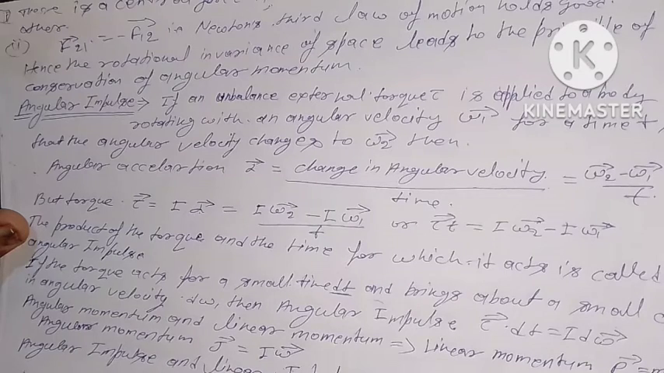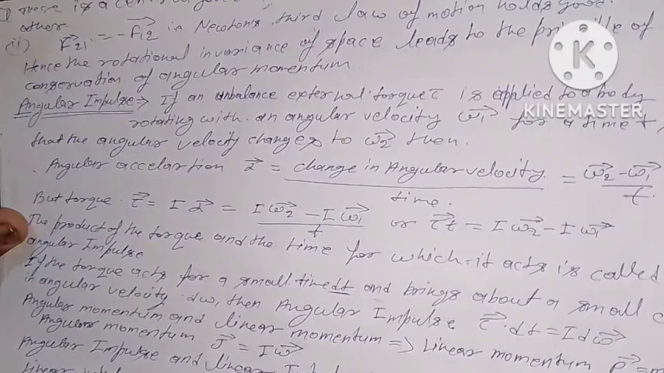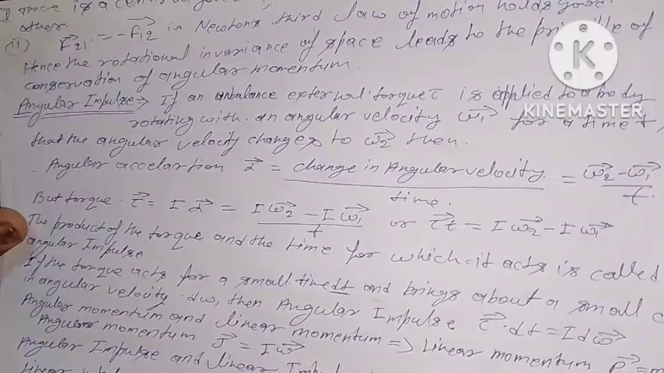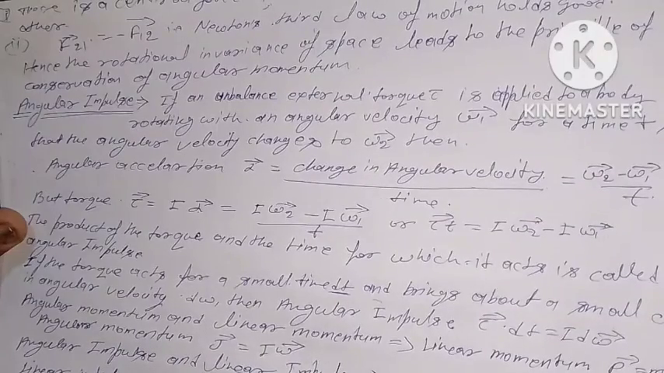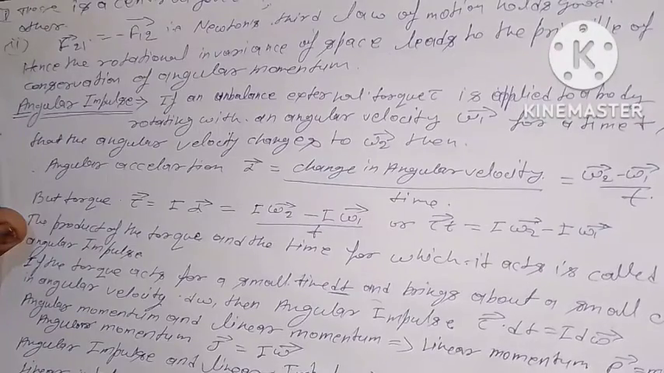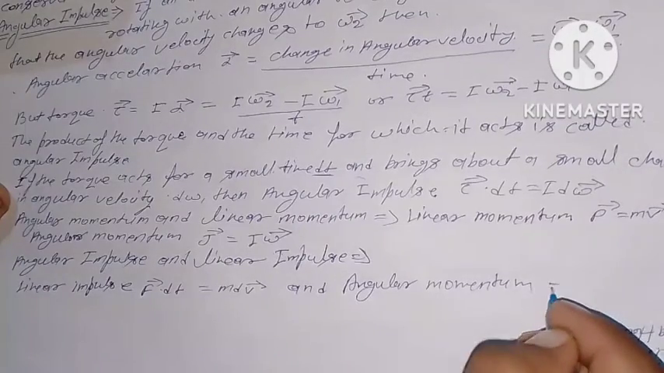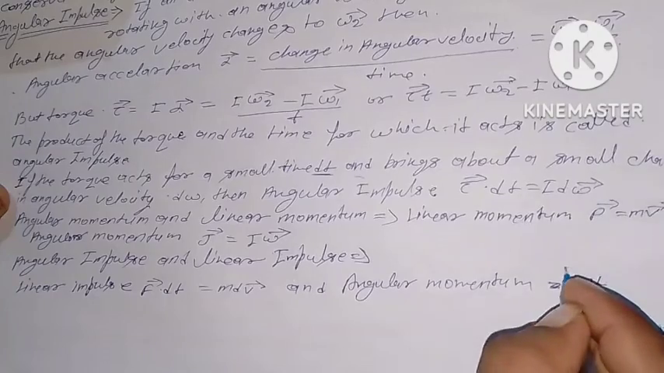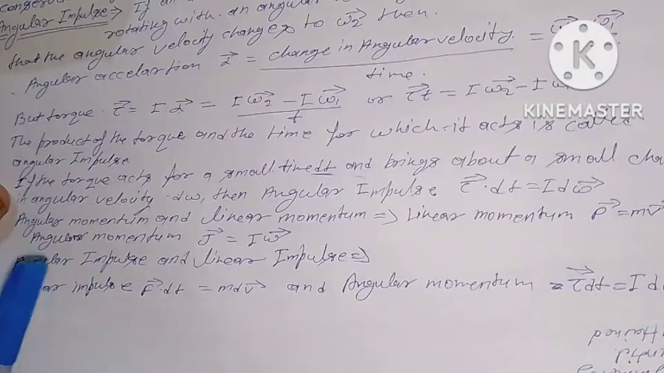Linear impulse vector F dt equals m d vector v, and angular impulse tau dt equals I d omega vector.